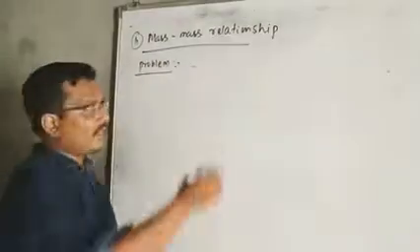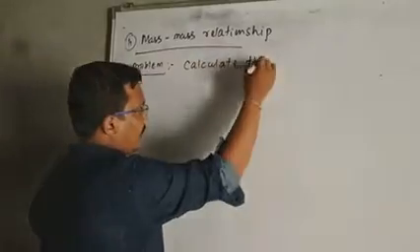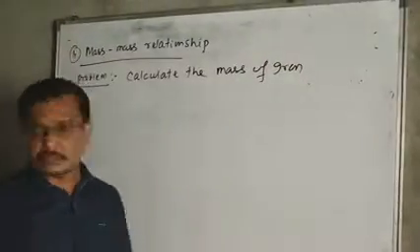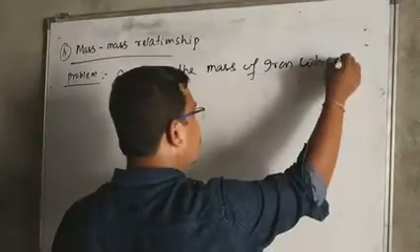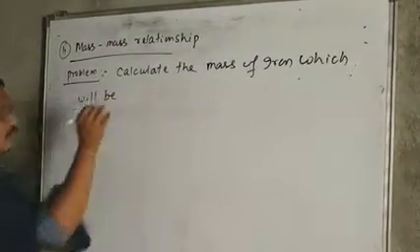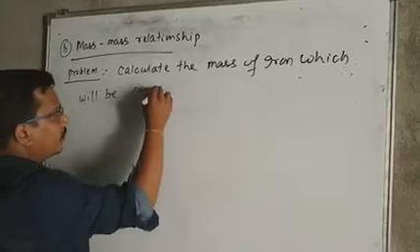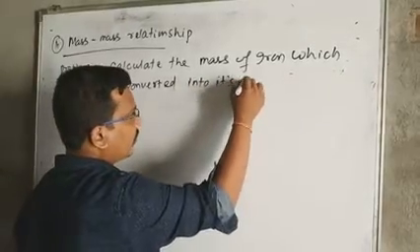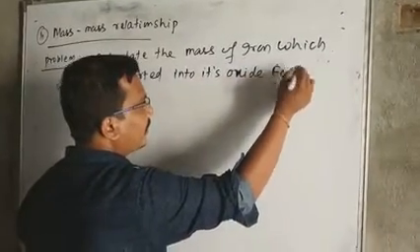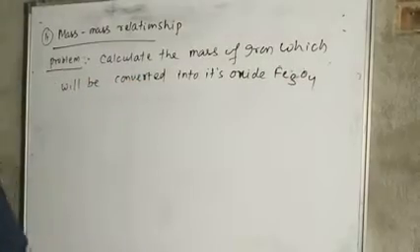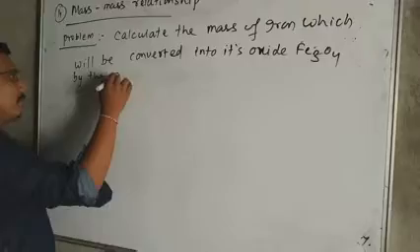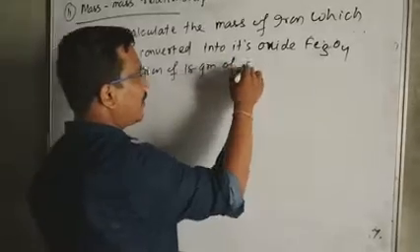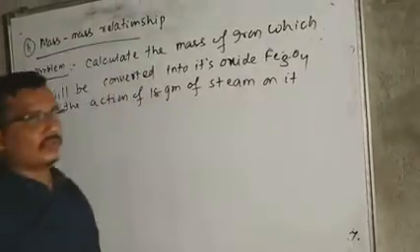Suppose a question will ask: calculate the mass of iron which will be converted into its oxide Fe3O4 by the action of 18 gram of steam on it. This is your question.